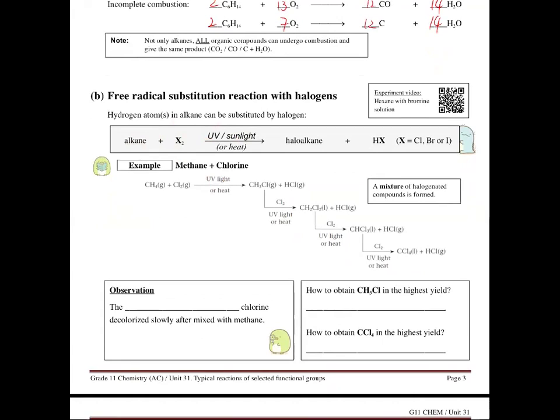And remember, the product would be in a mixture. It would first substitute one of the hydrogens. And then if we have more chlorine in it, it will substitute the other hydrogen in it. So the formula becomes CH2Cl2. If again there's excess chlorine in it, it will further substitute the hydrogen in the alkane. And lastly, if we have plenty of chlorine, it will be able to substitute all hydrogens in the alkane.